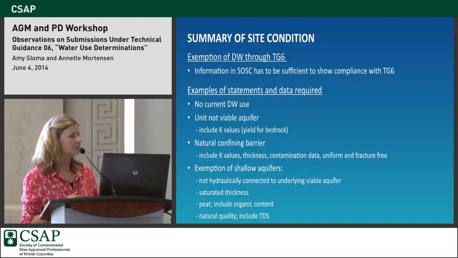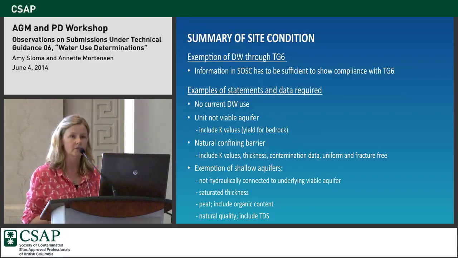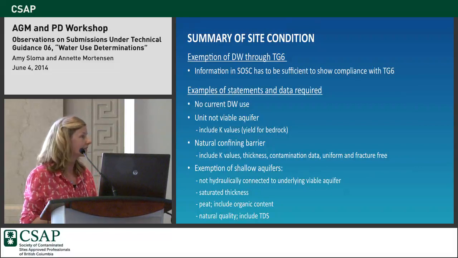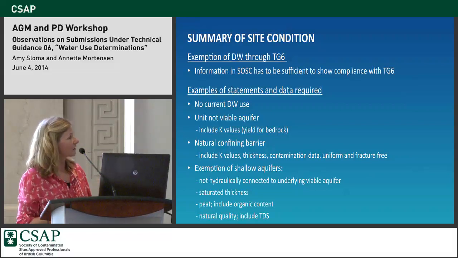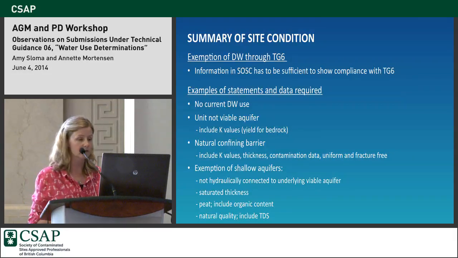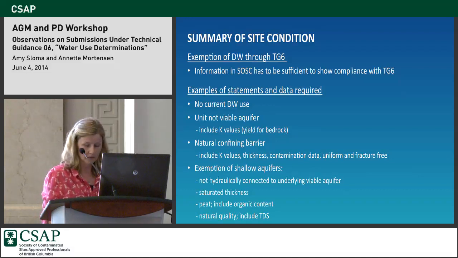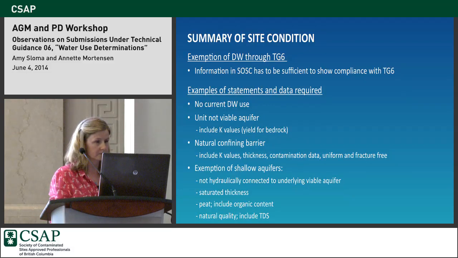If you have peat, you need to include your organic content. It has to be more than 30%, otherwise it's not peat. And if it's natural quality, you need to include that TDS value, and it has to be higher than 4,000. If you can't do this, maybe you're not exempt through TD6, and you have to go for a water use determination.